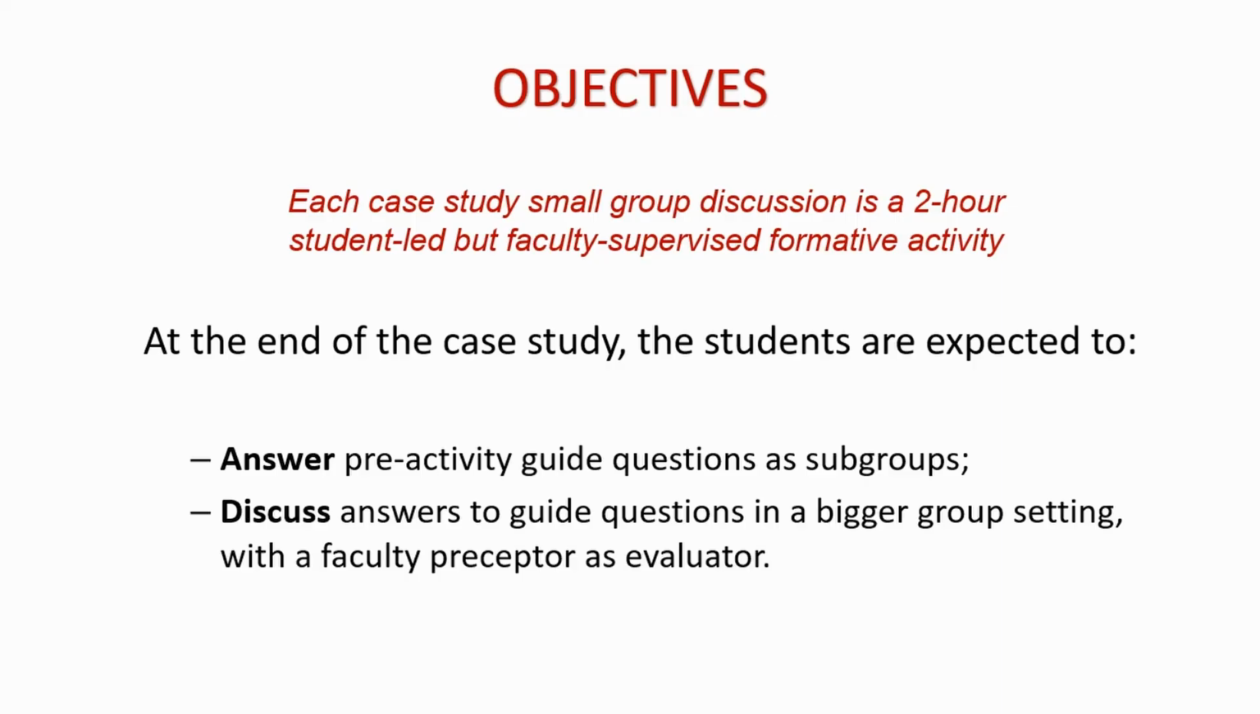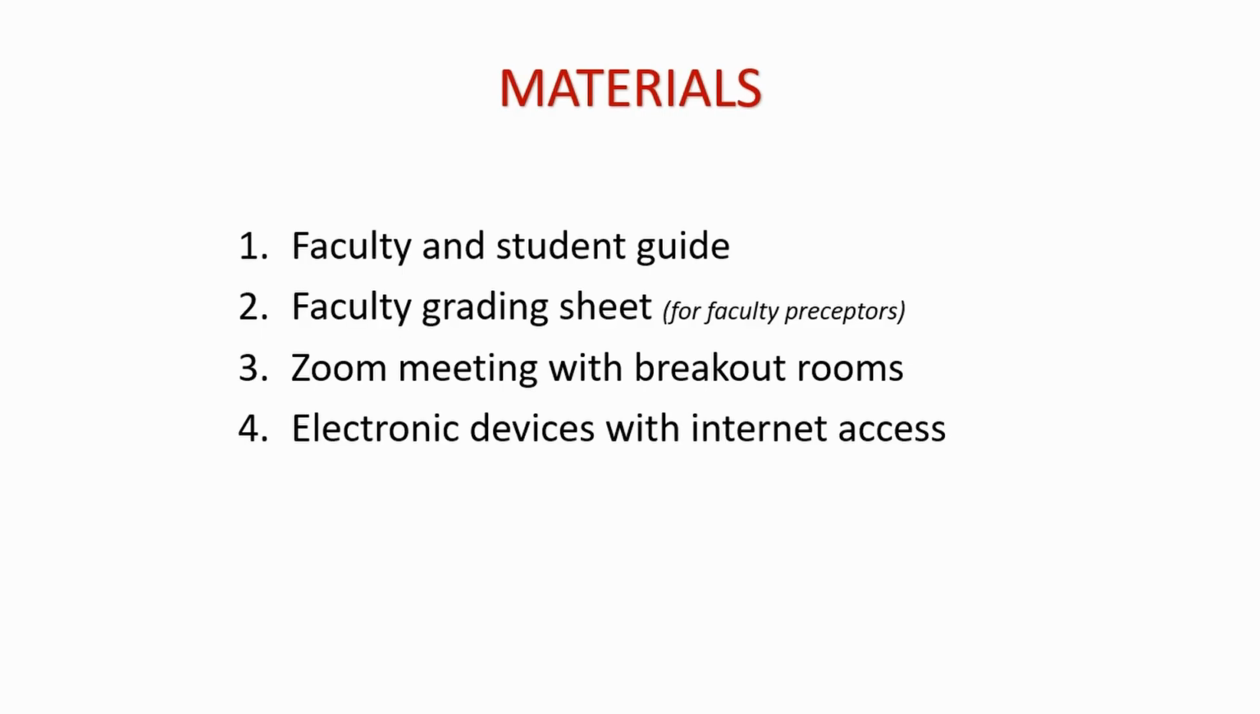Each case study small group discussion is a 2-hour student-led but faculty-supervised formative activity. The objectives of the activity are as follows. At the end of the case study, the students are expected to answer pre-activity guide questions as subgroups and discuss answers to guide questions in a bigger group setting with a faculty preceptor as evaluator.